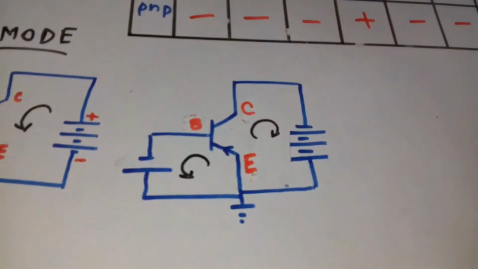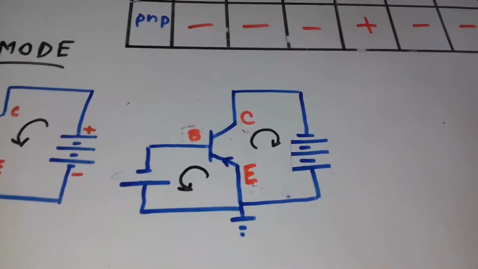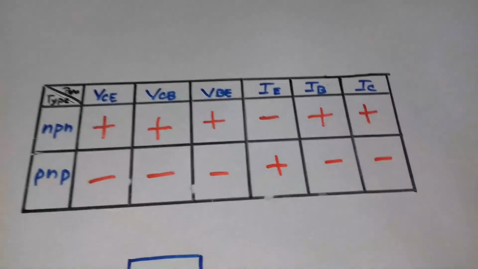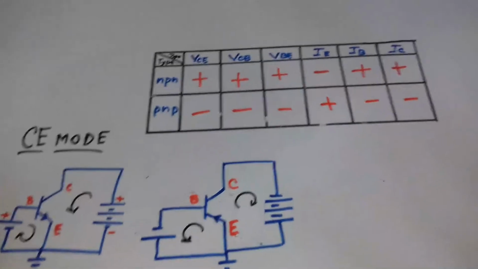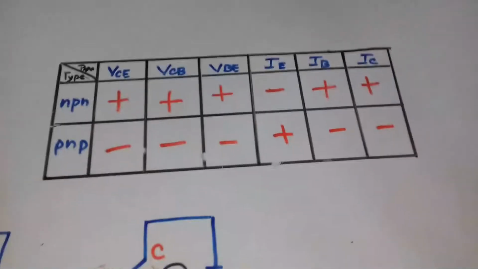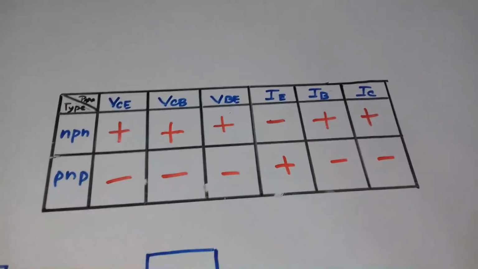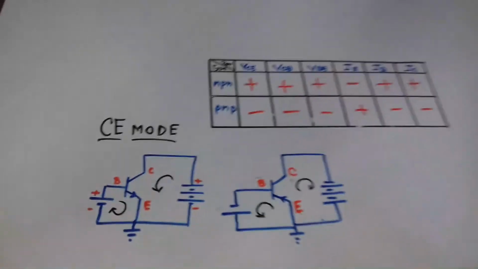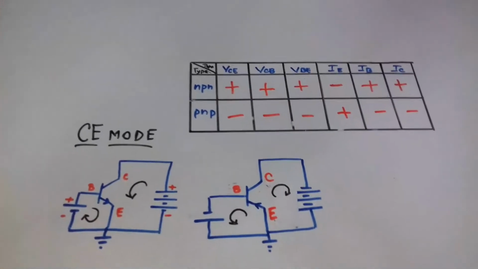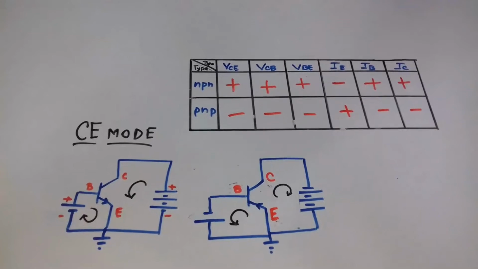Similarly, in the same way for the PNP transistor, we will consider these signs. So you see there, it's totally opposite to that of the NPN. So that's all about the transistor, and now let's look at the output curves.